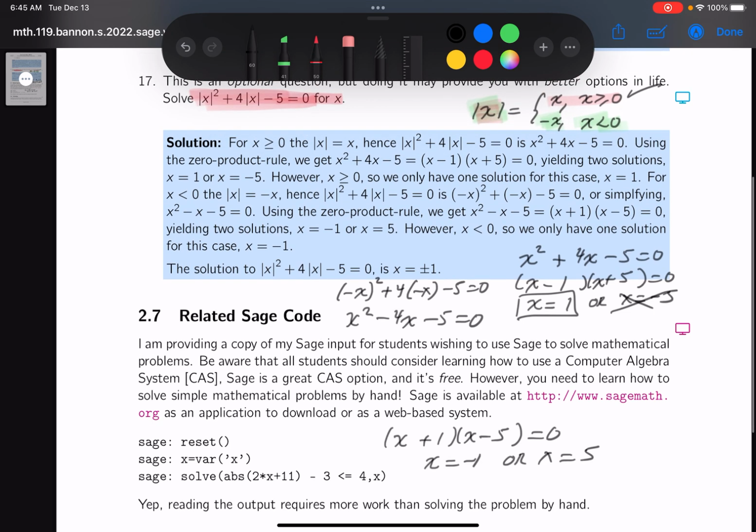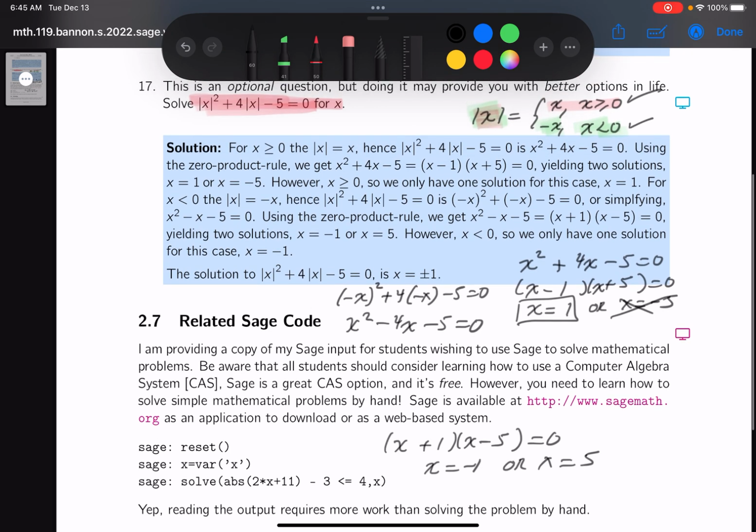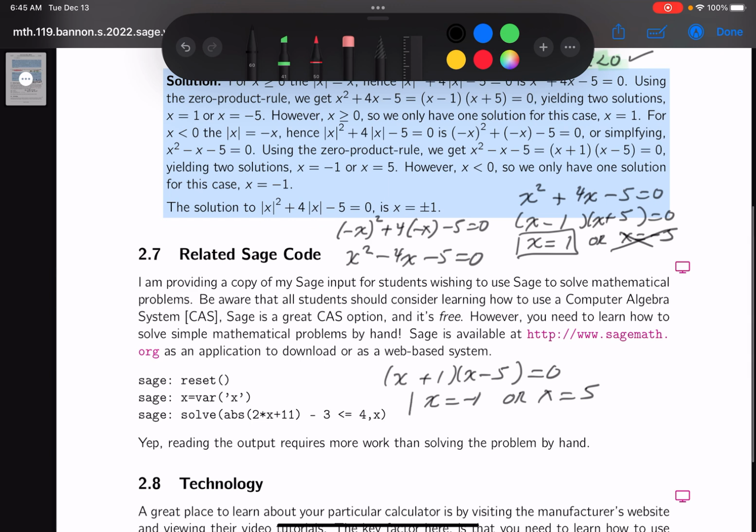All right? So what are you doing over here? Well, you've got this case over here. The x has got to be negative, so it's the only answer. So your final solution to the equation that we just gave you is only going to be plus or minus 1.